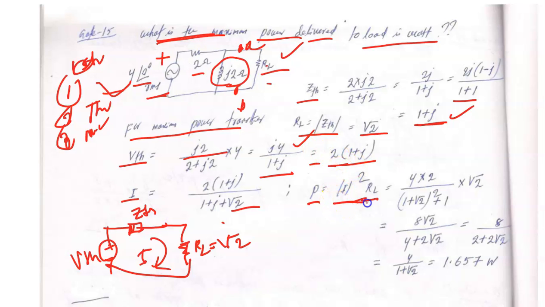So magnitude of I square into RL. Take the magnitude of I, square it, into RL. The square of the magnitude, root 2 squared, is 2. Take the magnitude of this into RL, which is root 2, and simple calculations will give you 1.657 watt. See, a lot of calculations.